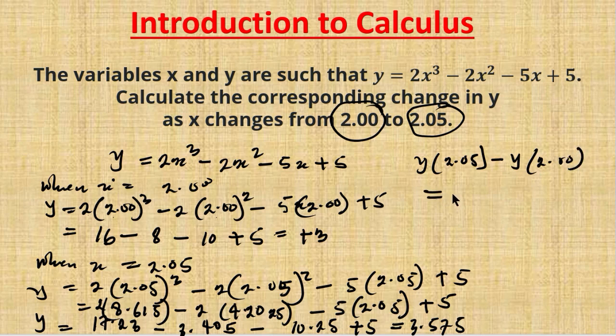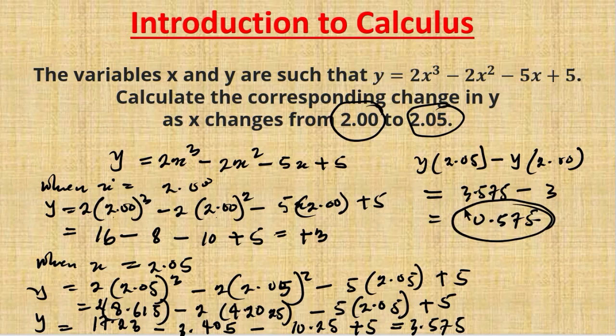will result to 3.575 minus 3, which is equal to 0.575. Now, we have seen the change from when x is equal to 2.00 to when x is equal to 2.05.